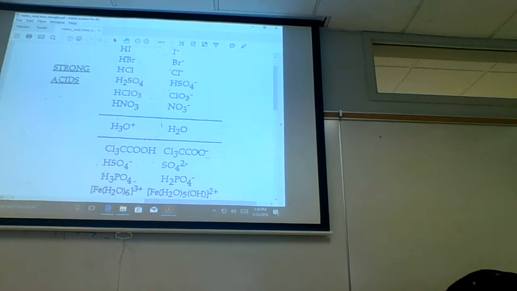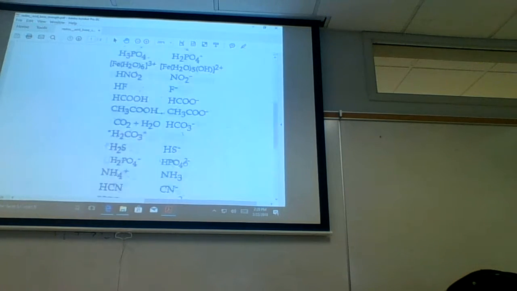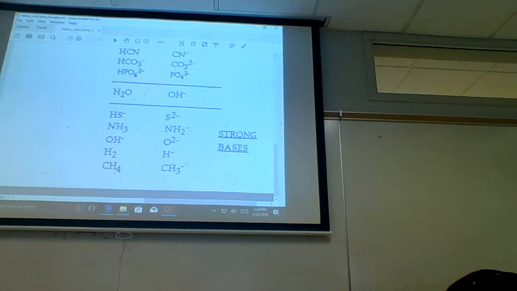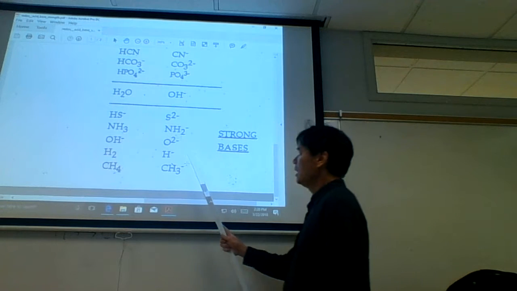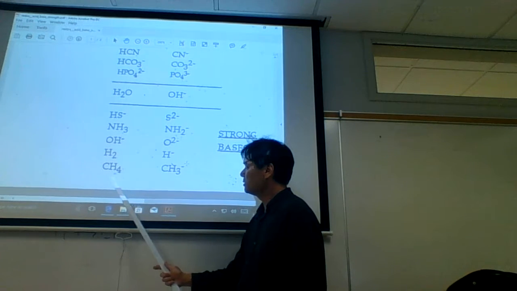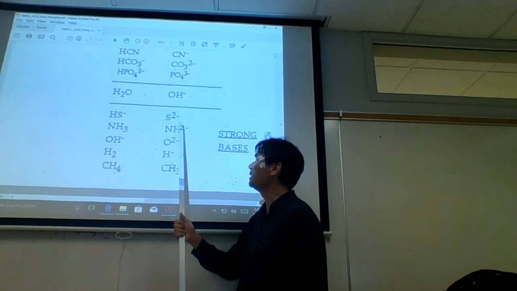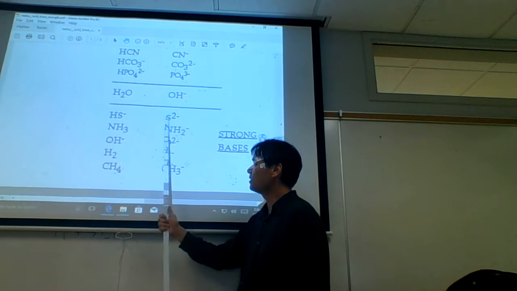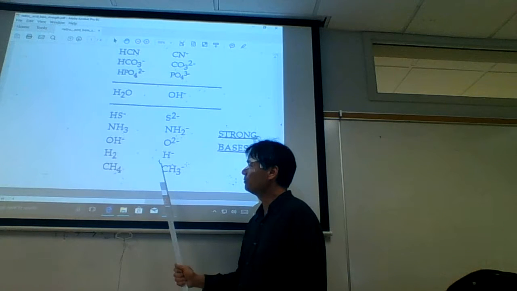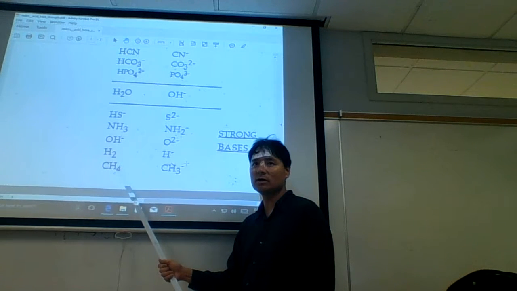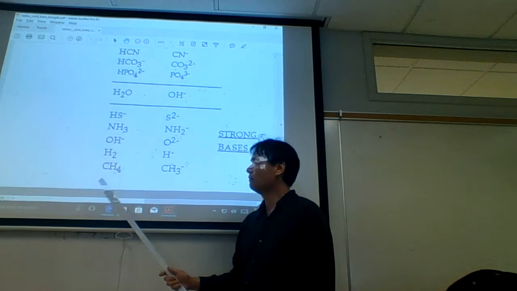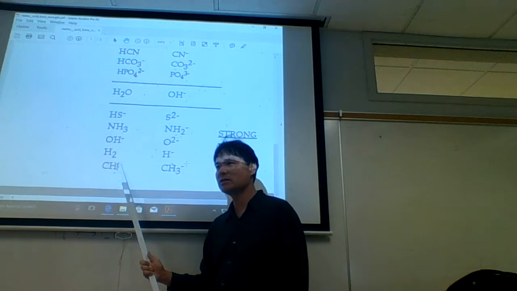Likewise, with conjugate relationships, the conjugate acid, that is, these are the powerful bases here: methide, hydride, oxide, amide, sulfide. All these are very powerful bases. Therefore, their conjugate acid is incredibly weak. In fact, these are so weak, we really don't consider them acids.